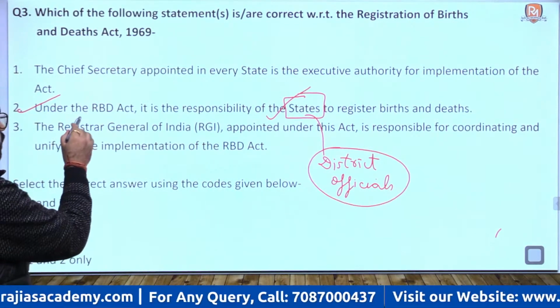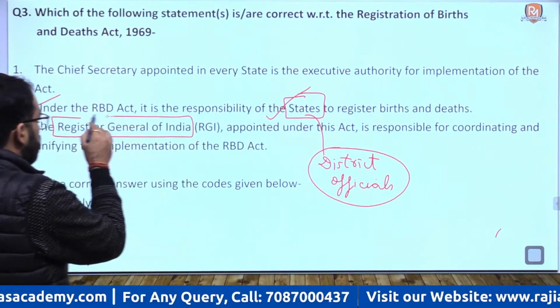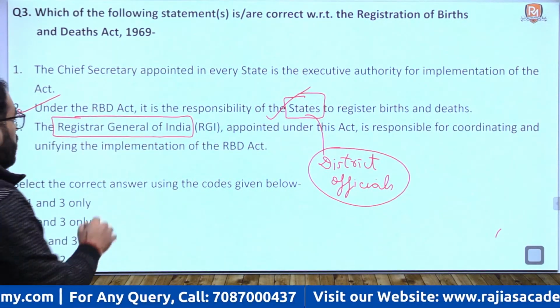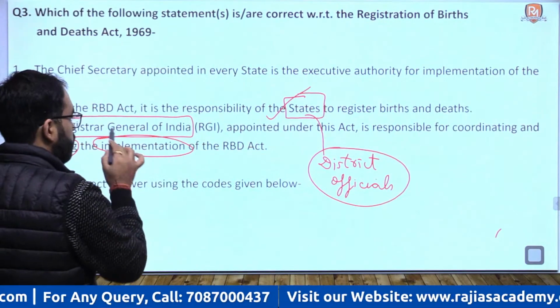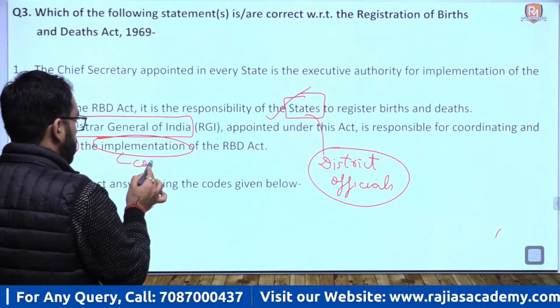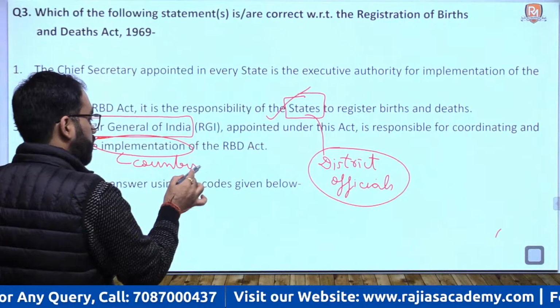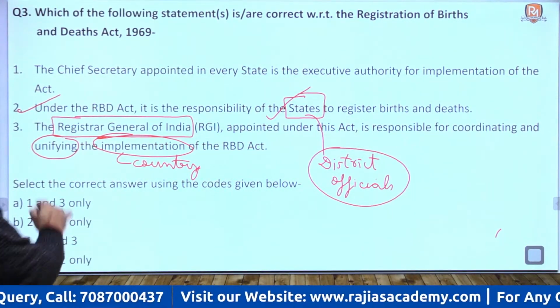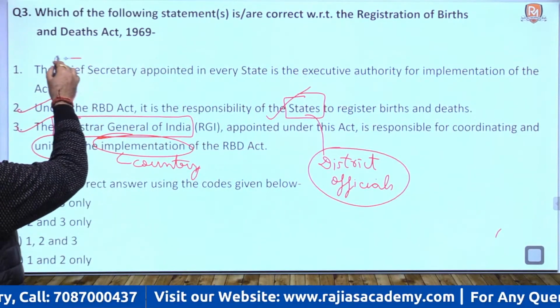Then you have the office of the RGI, the Registrar General of India, who has the responsibility to coordinate and unify the implementation of the provisions of the act across the country. So at a pan-India level, it is the responsibility of the Office of the Registrar General of India. So this is also correct. But it is not the Chief Secretary.